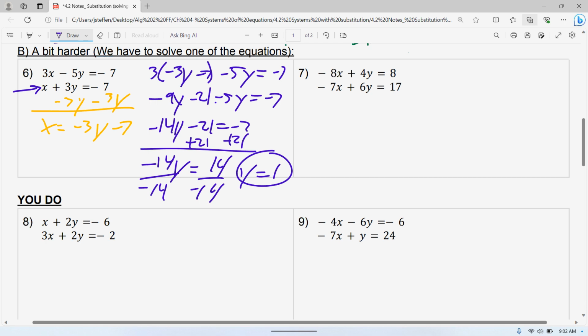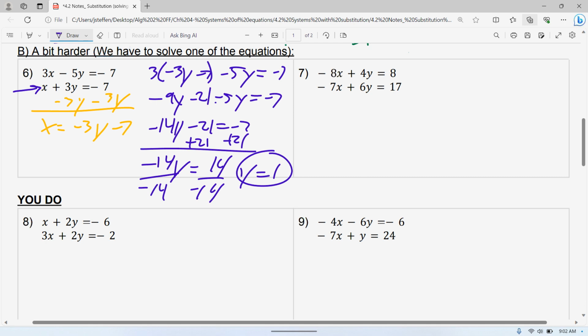Once you have your y, just like we've done before, plug that back in and solve for your x. Now, here's the key I'm going to give you. I would plug it into your easiest equation. For the second one, I would plug it into your new one, because in your new one, the x is all by itself, and so that's going to make it easier to solve for that x.